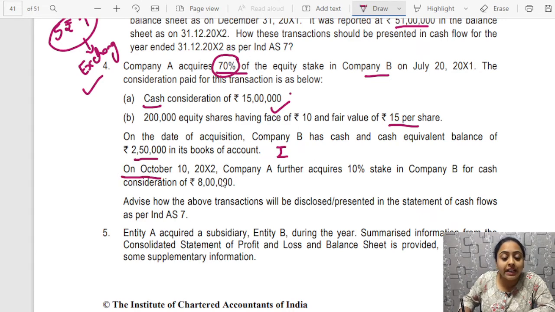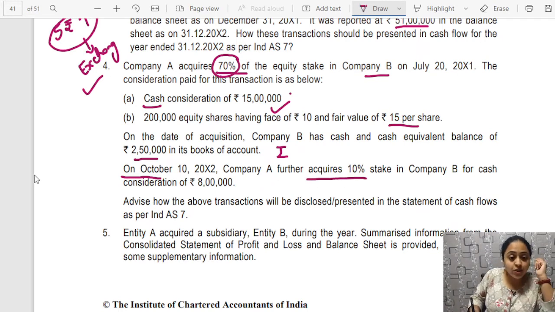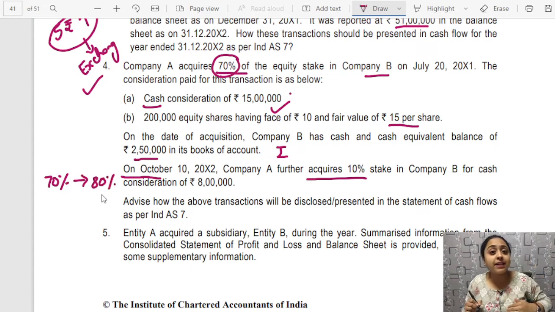On October 10, 2002, company A further acquires 10%. So earlier you were having 70% and now you are having 80%. There has been increase in your share, okay, but is there any change in control? No. Since there is no change in control, then this is your financing activity, okay.